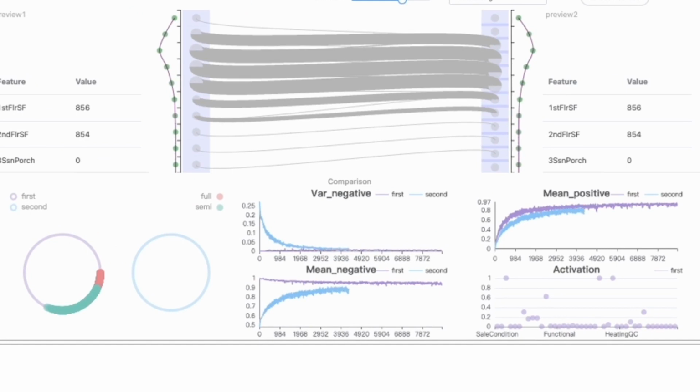After another round of training, the expert observes that in mean positive, the second result is below the first result, but in mean negative, the second result goes from the bottom up, but is also below the first result. In the circle glyph of the comparison view, the distribution of the full data range is wider compared to the first result, which also aligns with expert's expectation.